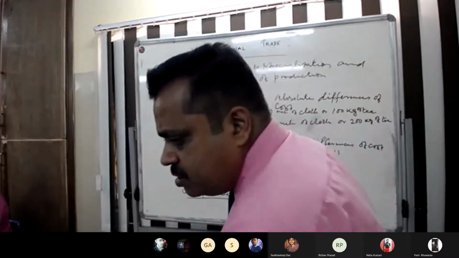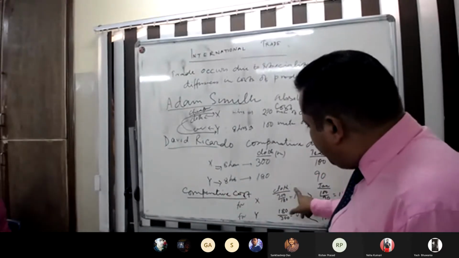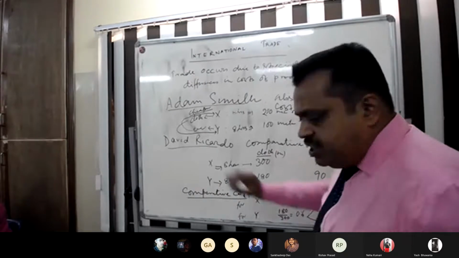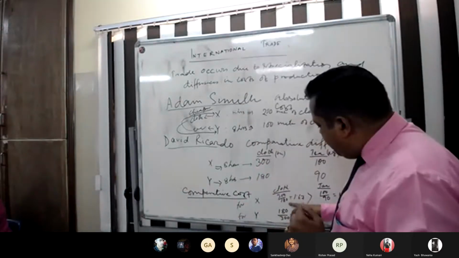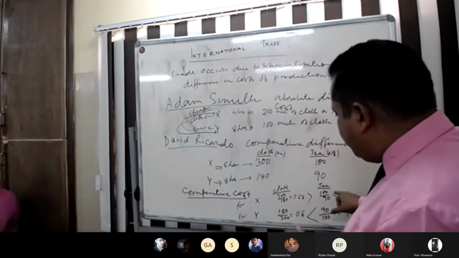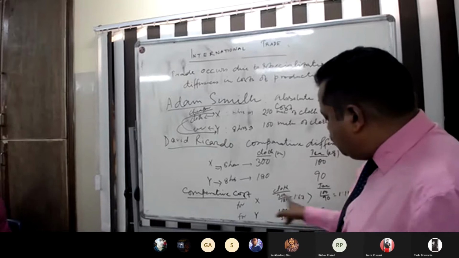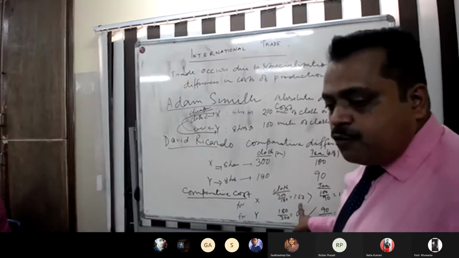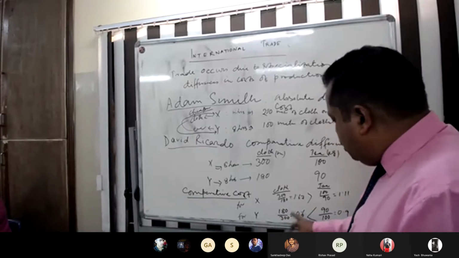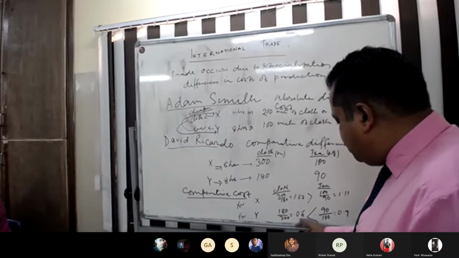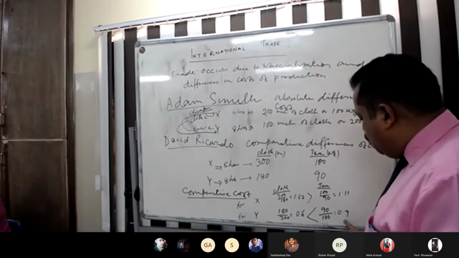Now, look at this. When we calculate the comparative cost for production of clothes, this is the relative cost of both the countries. For country X, 300 by 180 is 1.67, and in case of Y, 100 by 90 is 1.1. So comparative cost in case of country X is better for production of clothes. And for production of tea, for country Y the comparative cost is 0.6, here it is 0.9. So comparative cost in production of tea is lower for Y.